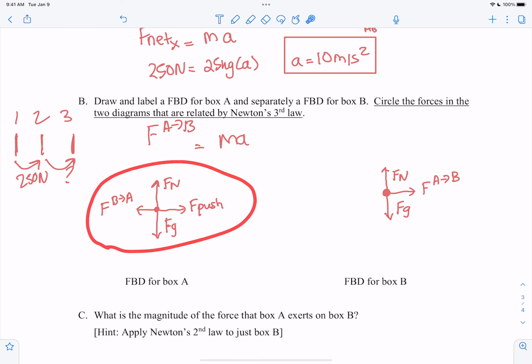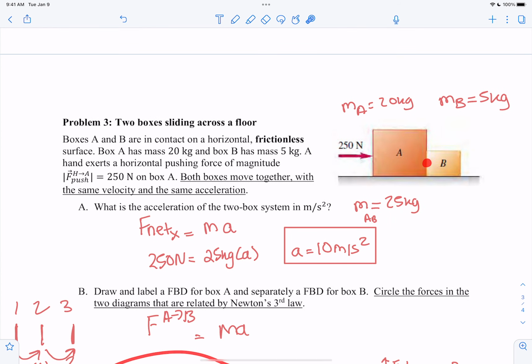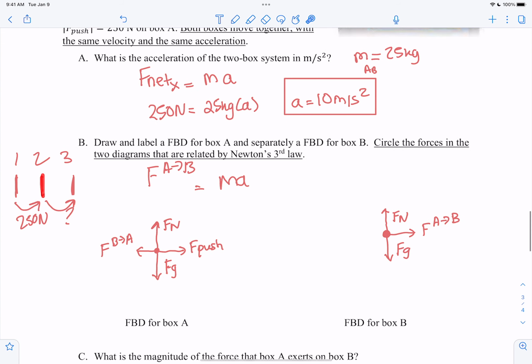So box A feels a normal force from the floor, a gravity from the earth, a push force from the hand, and then feels also box B kind of pushing against it. So if we were to go back to this example, let's say this is the hand, this is box A, and this is box B. So this hand pushes on A with 250 newtons.